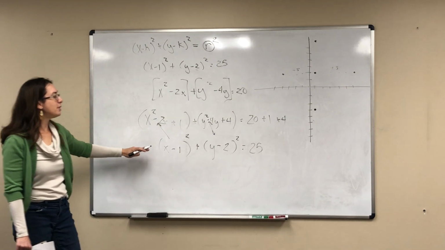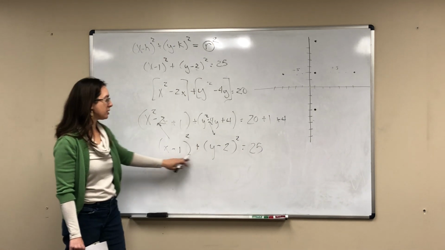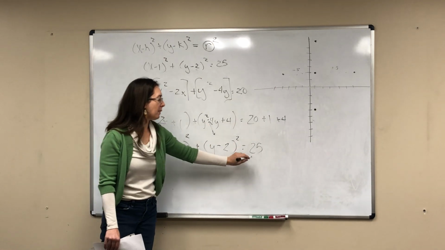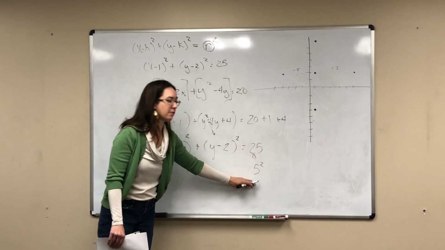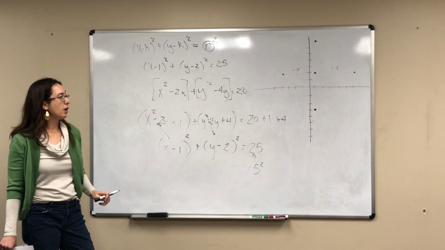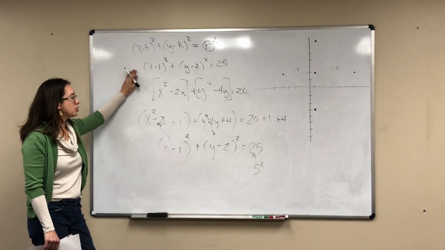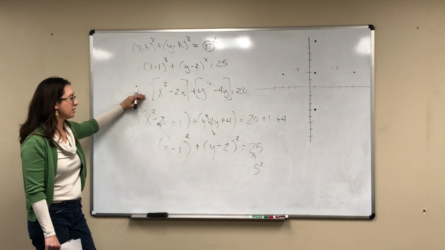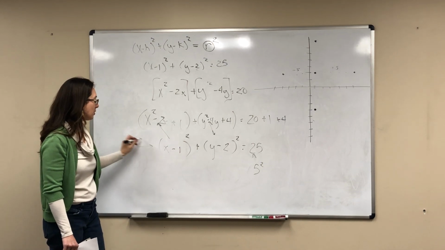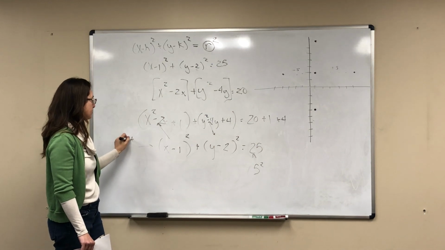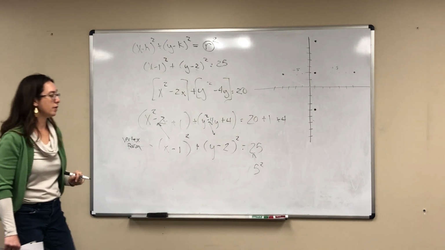Okay, so now I'm back to my circle. My vertex is 1, 2. My radius is the square root of 25, so my radius is 5. Now we have gone back to where we were at here. Okay, so when we start with an equation, we complete the square twice to get it into this vertex form. All right?